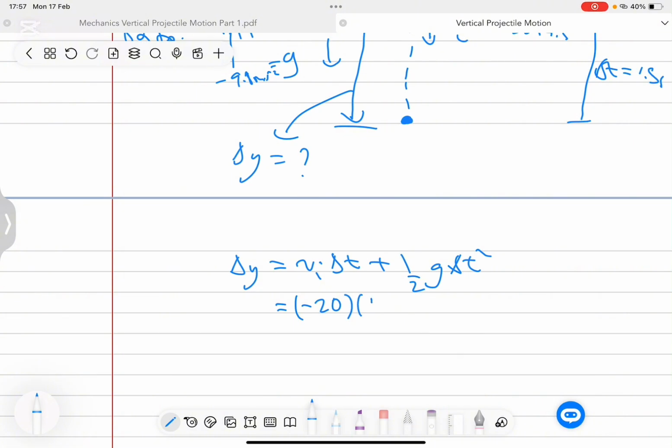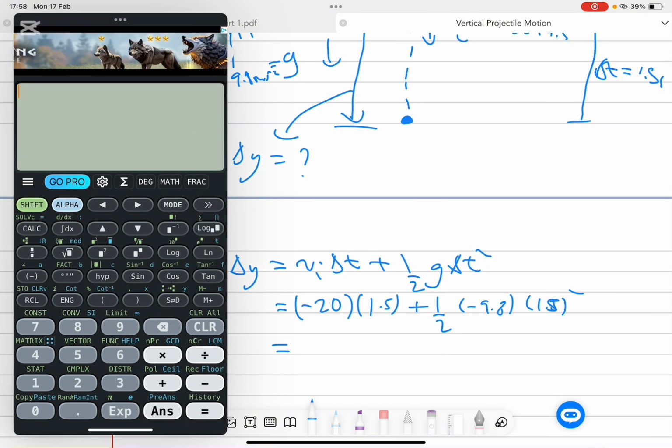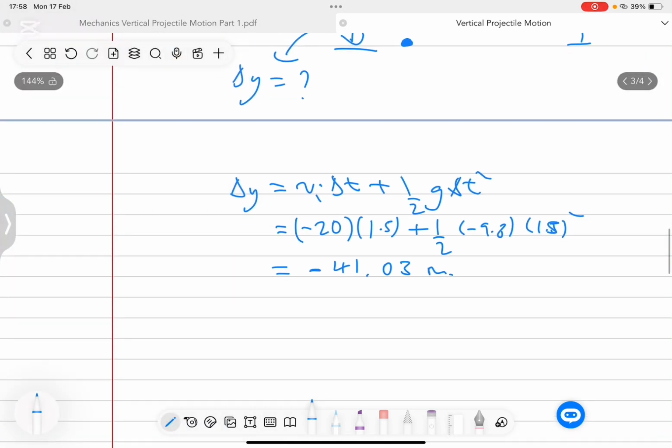So this is going to be negative 20, and we say it takes 1.5 seconds. Then here we have a negative 9.8 because it goes down, and we also have 1.5 seconds. Now from here I can use a calculator. So we are going to have negative 20 times 1.5, plus 0.5 times the negative 9.8, multiplied by 1.5 all squared. And this gives us a negative 41.03 meters.